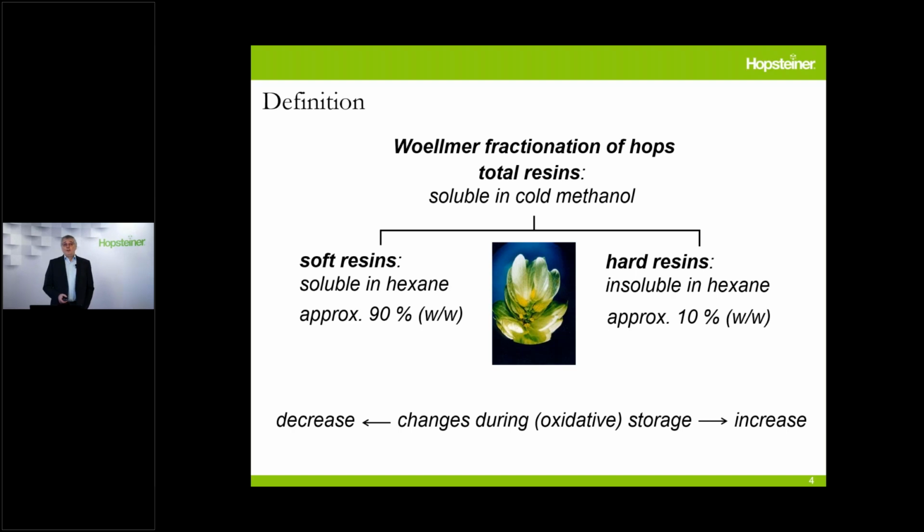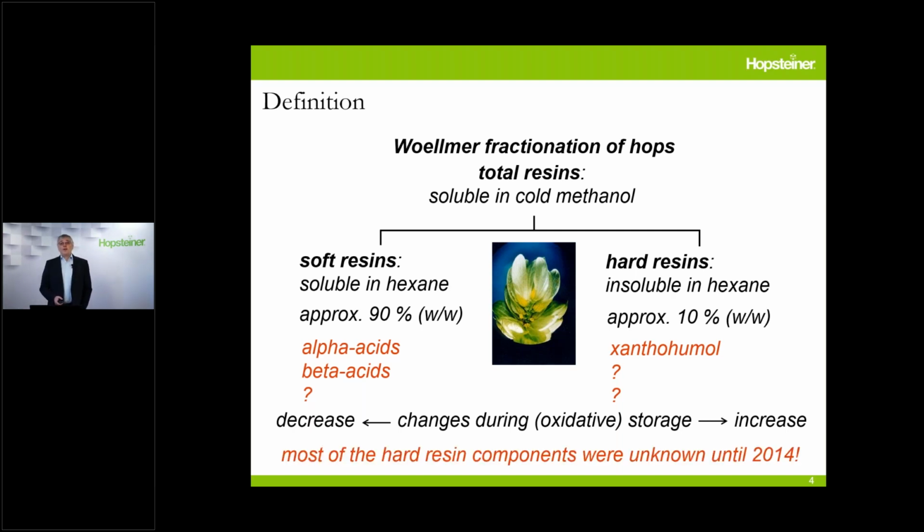During oxidative storage with air, there are some changes in these fractions: the soft resins decrease, the hard resins increase. With regard to specific components, we have known for decades that alpha and beta acids are the main components of the soft resins. For the hard resins, we have known for about 20 years that xanthohumol is the main component. But until 2014, most of the other hard resin compounds were unknown. And this changed from this year on.